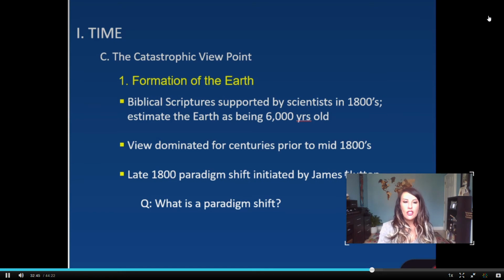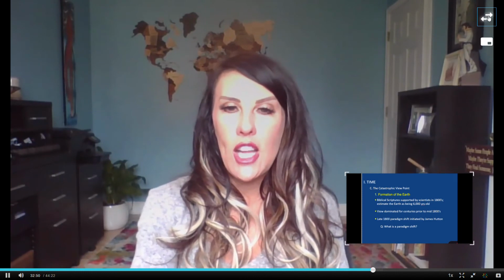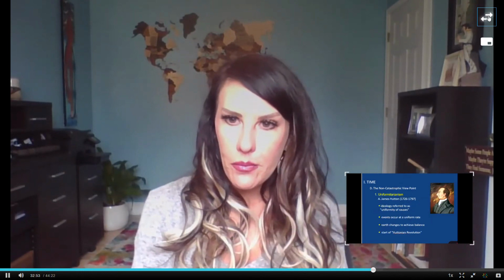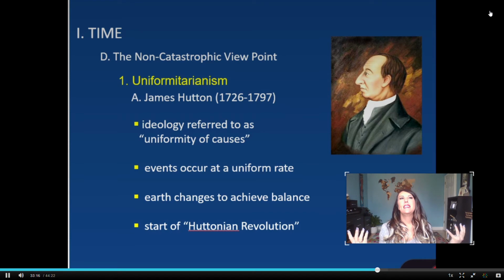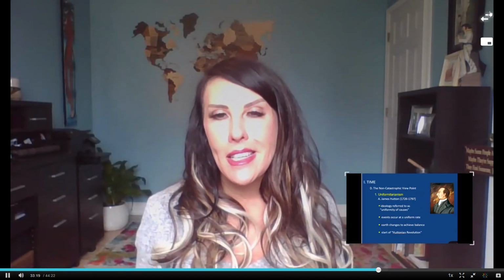So this shift from a catastrophic viewpoint to a non-catastrophic viewpoint is initiated in the late 1800s. So here's good old Jimmy Hutton on the screen. Jimmy Hutton living 1726 to 1796, so right at the beginning of moving into the 1800s. He dies just before, and he introduces the idea of uniformitarianism. And uniformitarianism, in brief, means the present is the key to the past. The present is the key to the past.